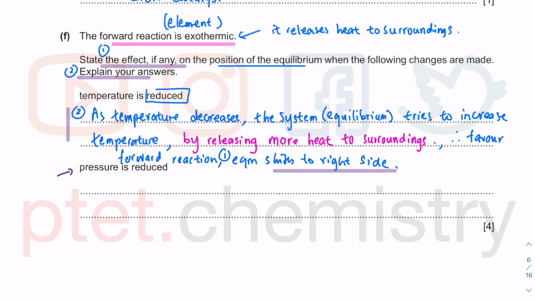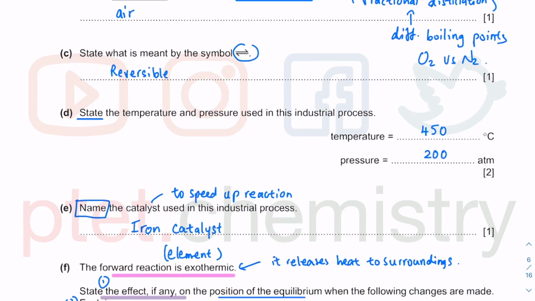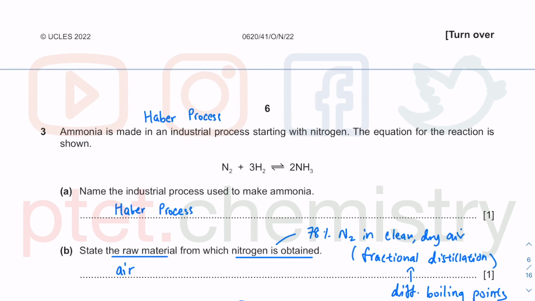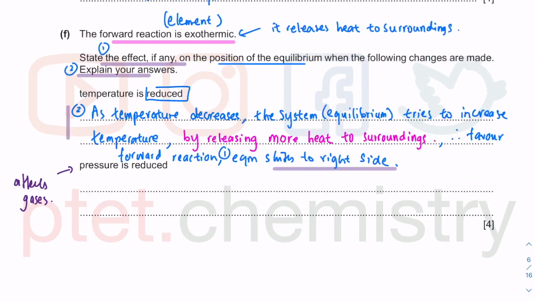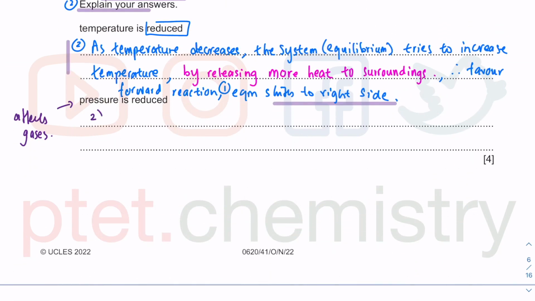How about pressure? Pressure affects gases. So this is to do with counting the moles of gases on the left and on the right. Here you have 1 mole of nitrogen gas. Here you have 3 moles of hydrogen gas. And then you produce 2 moles of ammonia gas. So altogether, 1 plus 3, you got 4 moles of gases on the left versus 2 moles of gases on the right. A lot of students forget to state that these are gases. There are 4 moles of gas on the left, 2 moles of gases on the right.